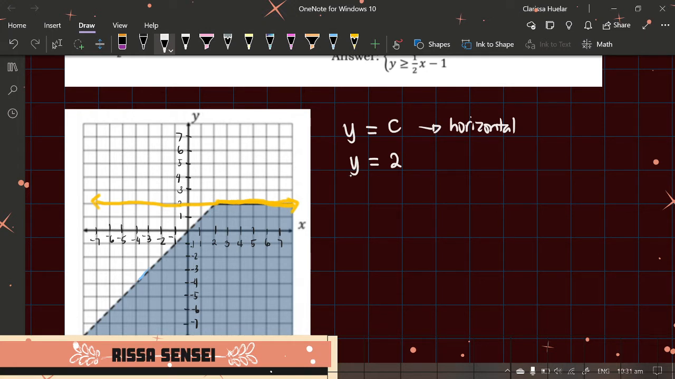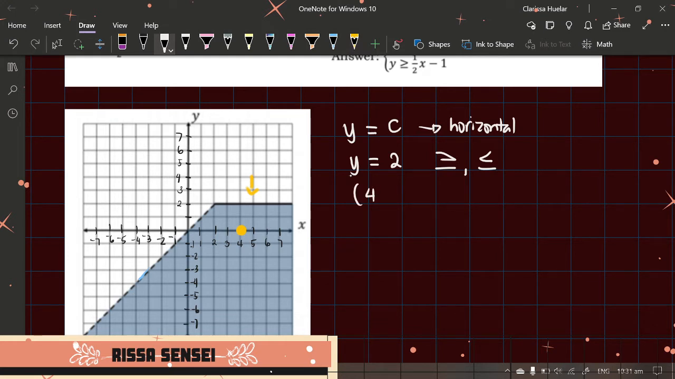Then, let us decide whether the inequality symbol that we will use is greater than or equal to or less than or equal to. Bakit itong dalawang to lang? Dahil solid yung ating line eh. This boundary line here is a solid line. So, itong dalawang to ang pagpipilian natin. Let's have a test point. Kuha tayo ng point na nandito sa shaded region. Halimbawa, ito na lang. Nasa shaded region naman siya. So, for sure, this point here is a solution to the inequality.